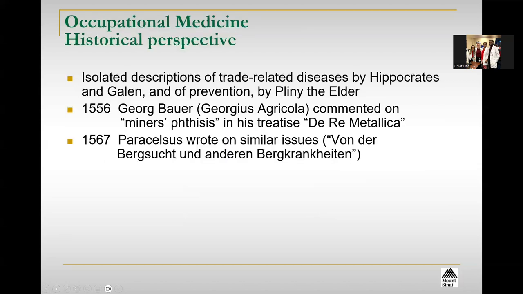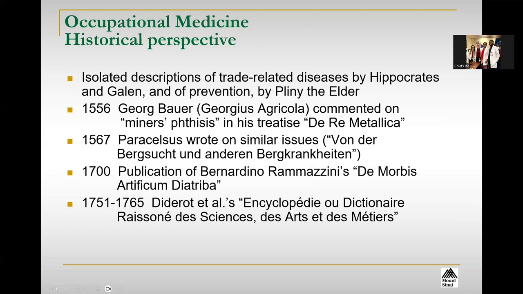So, to present the historical perspective very briefly, going back to antiquity, there were descriptions of trade-related diseases, even back to Hippocrates and Galen. Perhaps the first acknowledged reference to occupational lung diseases was what was called miner's phthisis in Georg Bauer's treatise on the metallic arts. That was a book. In 1567, the so-called father of toxicology, Paracelsus, also wrote on similar issues. But perhaps the acknowledged seminal work in occupational respiratory diseases was the treatise of Bernardino Ramazzini in Italy, a book considered the first occupational medicine textbook.